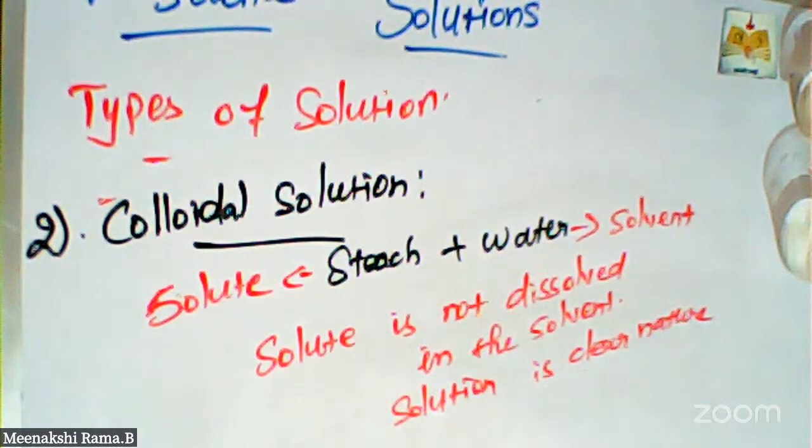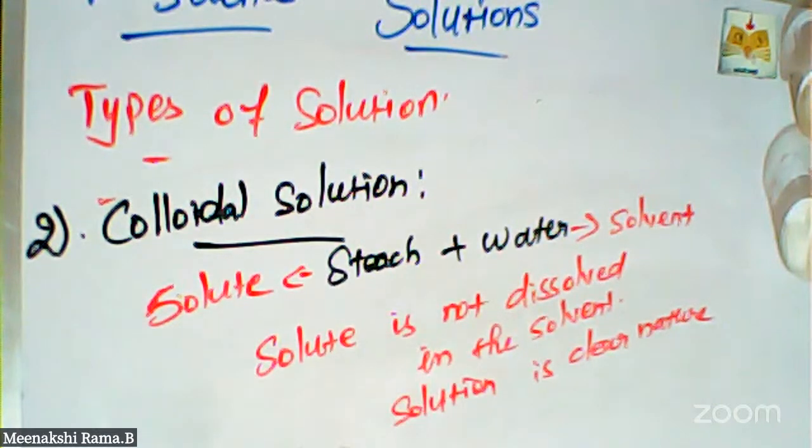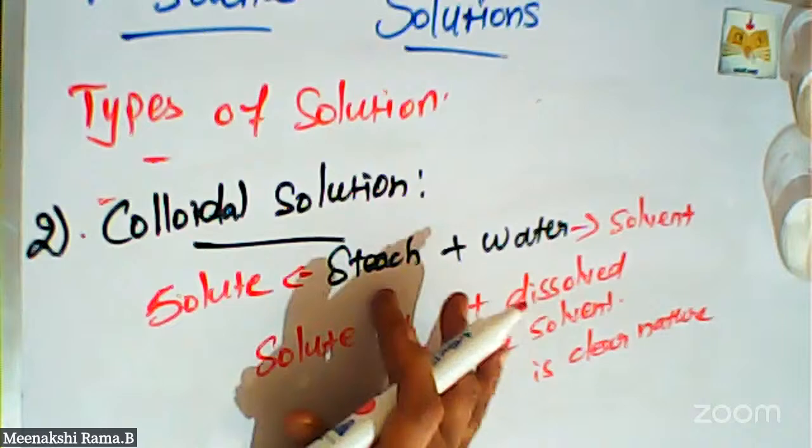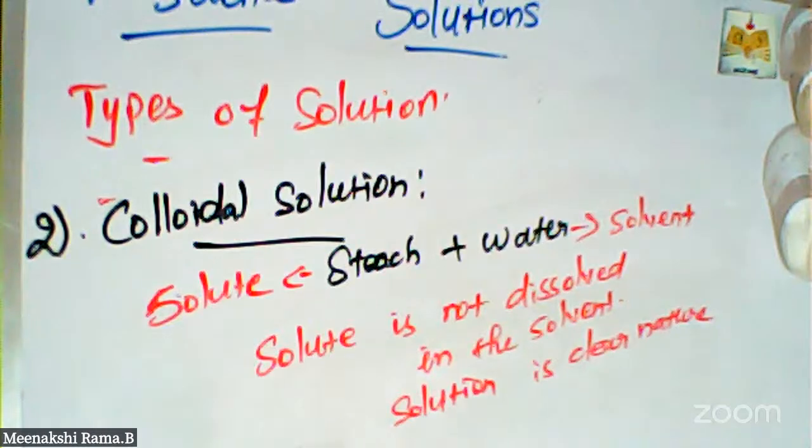So in a true solution, the solute is completely dissolved, so it is very clear, and that solution is called a true solution. The second category is the colloidal solution. Colloidal solution means, for example, I took some amount of starch as the solute and water as the solvent. The solute is not dissolved in the solvent, so it looks cloudy. This kind of solution is called a colloidal solution. Okay.